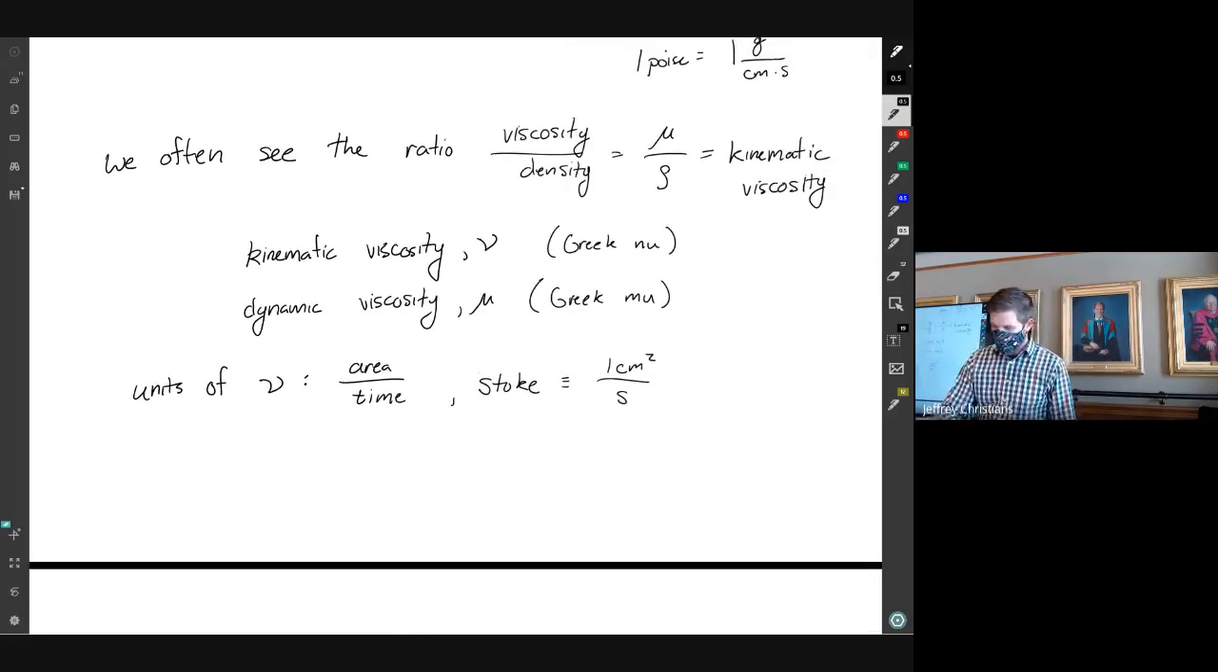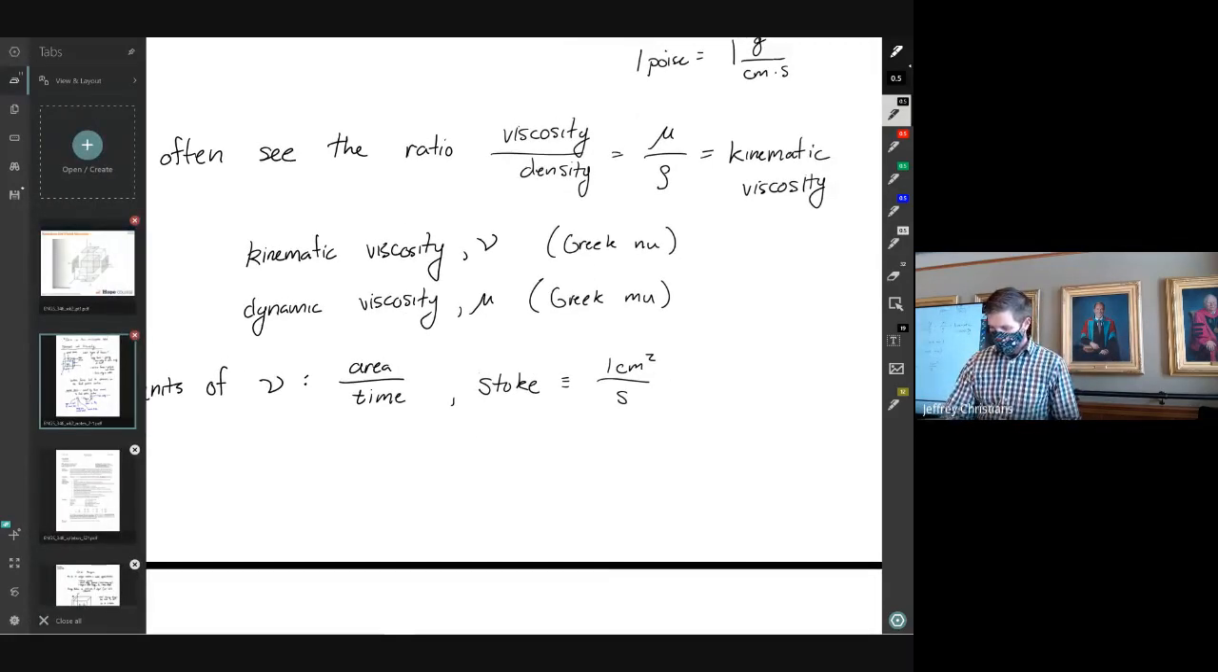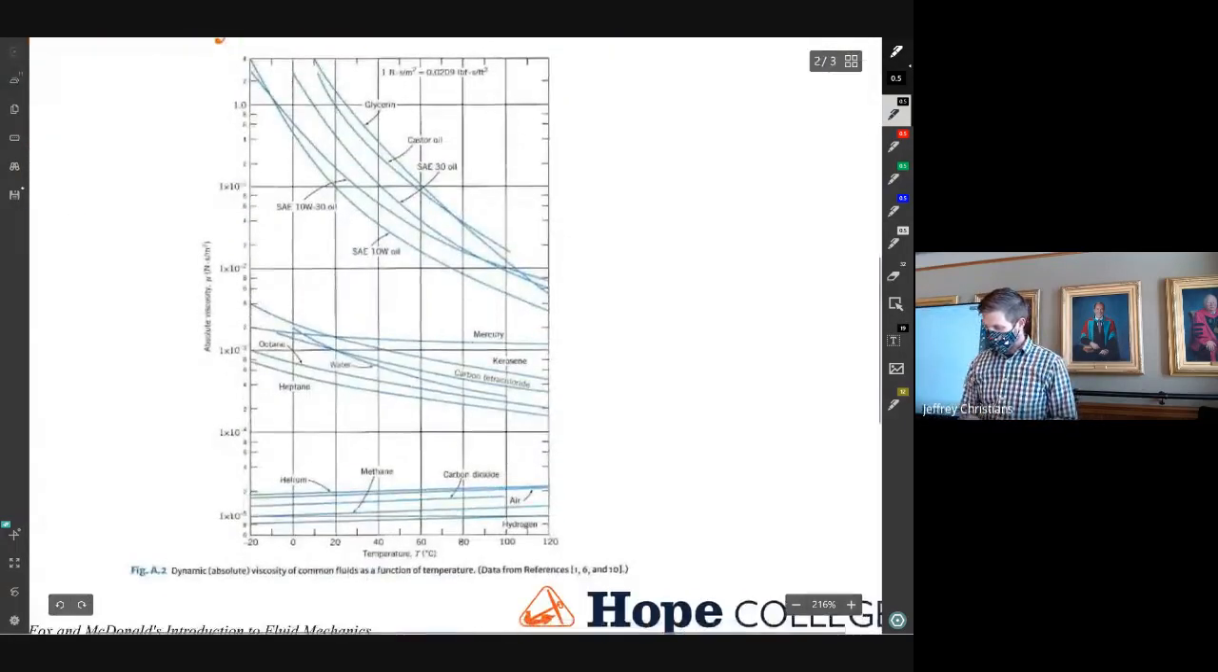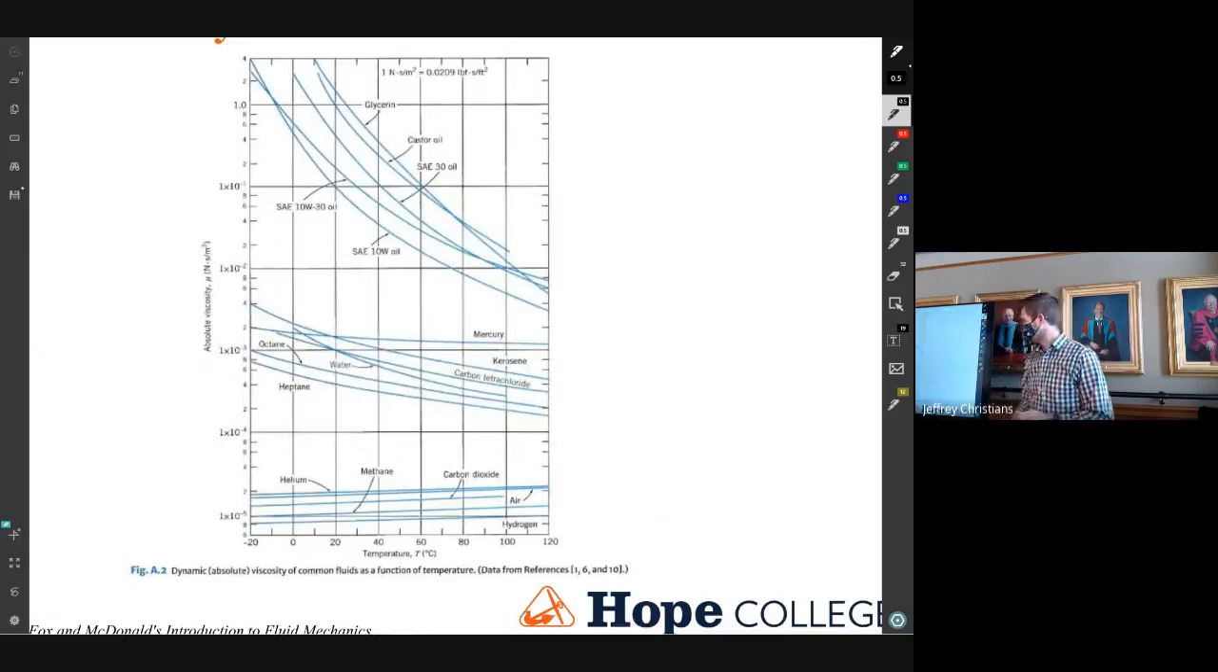All right, just some things about the units of viscosity, but then also, what are the types of values that you could see. There are some things that you all know just from your personal experience, right?